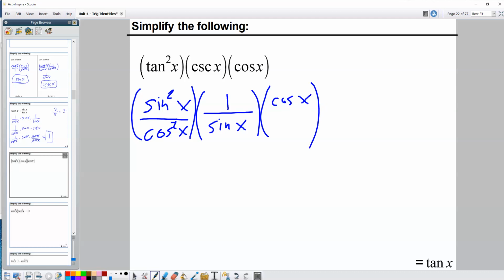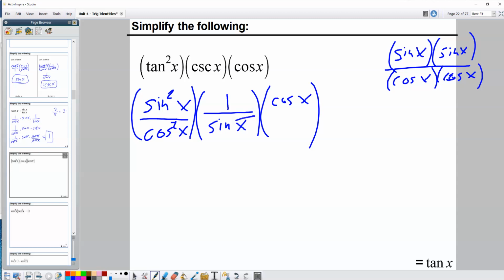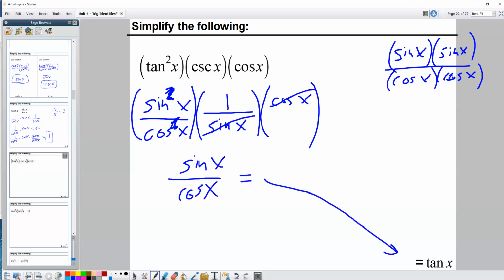And so this sine squared over cosine squared, I could write as sine of x times sine of x over cosine of x times cosine of x. That's what that first term means over there. The squared just means you multiply it. So I could cancel this sine with one of these sines. Then I cancel this cosine with one of these cosines right here. That leaves me with sine of x over cosine of x, which is tangent of x.